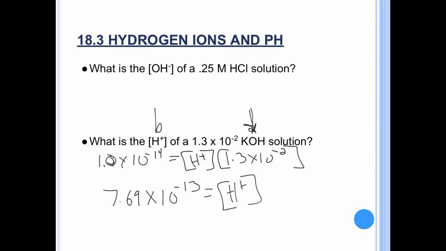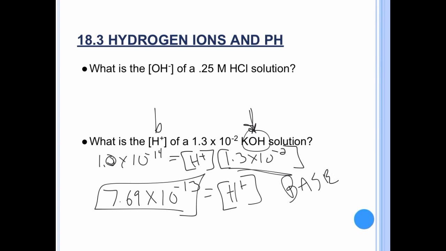So which is bigger? Well, in this case, it's the OH concentration, the 1.3 times 10 to the negative 2, that's bigger than the hydrogen concentration, so this would be a base. Again, that wasn't actually asked, but just so you get in the habit of doing that.